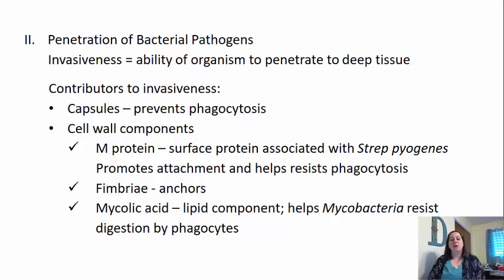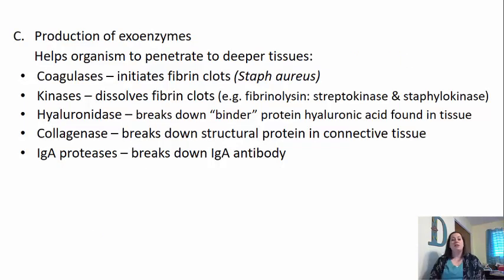This is a lipid component. It's going to help things like mycobacteria resist digestion from those phagocytic cells as well. Another contributor to their invasiveness could be the production of exoenzymes. These help organisms to penetrate into deeper tissues as well.